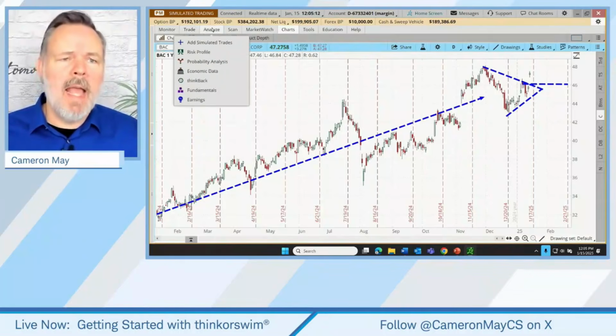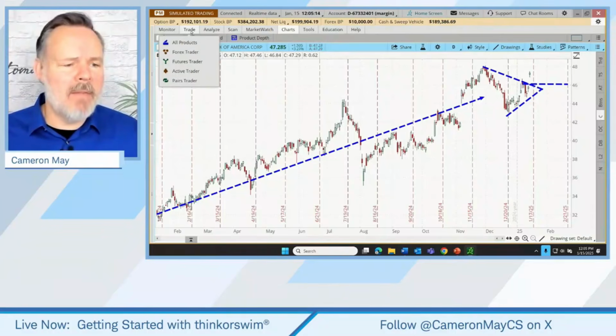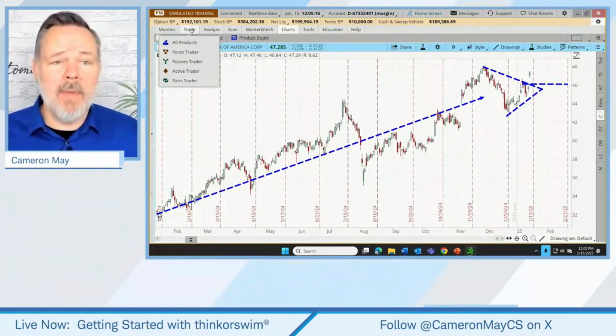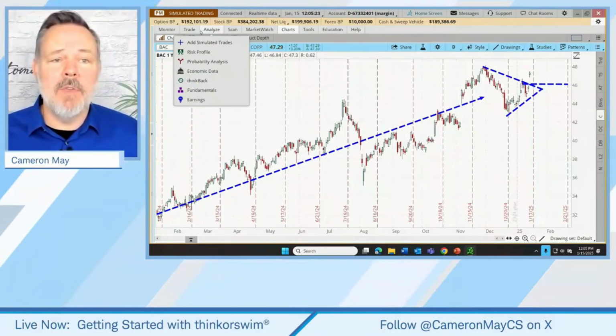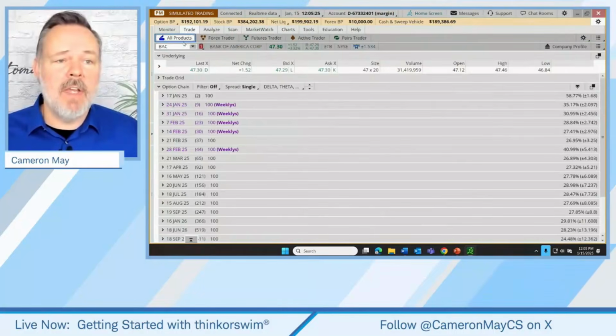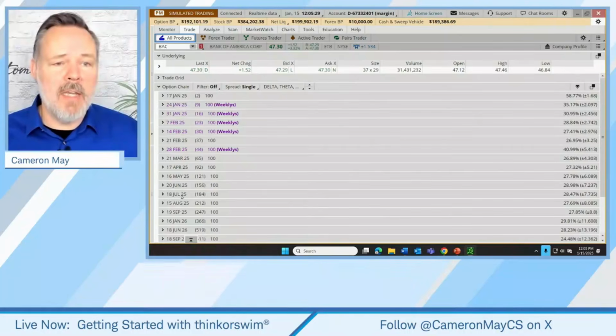So we're going to go to our Analyze tab. My habit is typically to show you how to place a trade on the Trade tab, but the Analyze tab actually contains a feature within it that looks almost identical to the Trade tab. As a matter of fact, let's go to the Trade tab, and we see here if we have Bank of America queued up, we have our options chain down below.